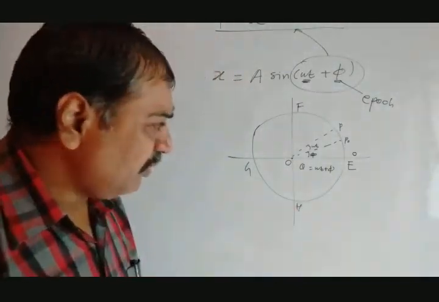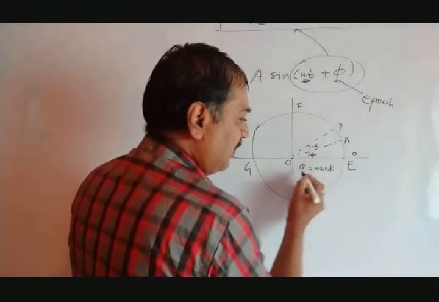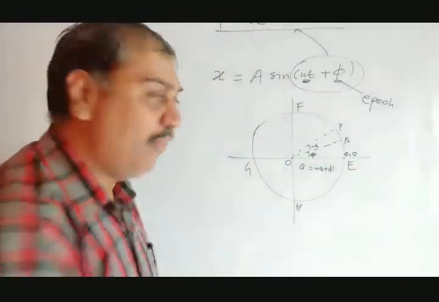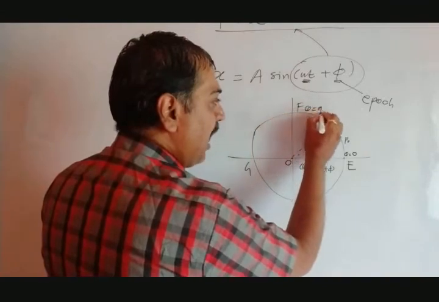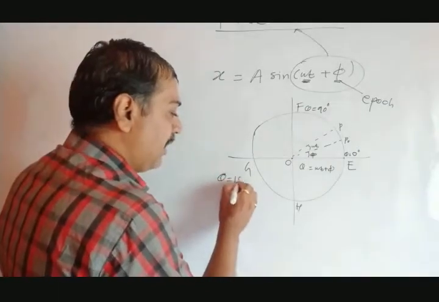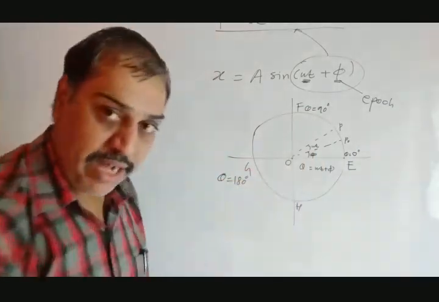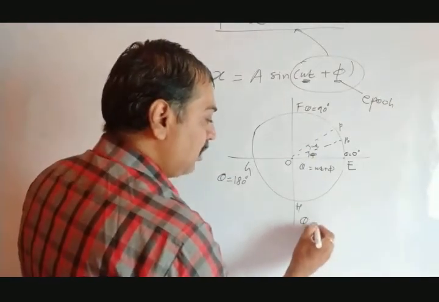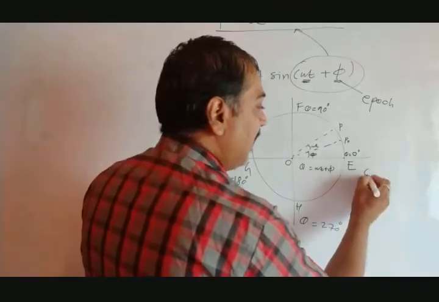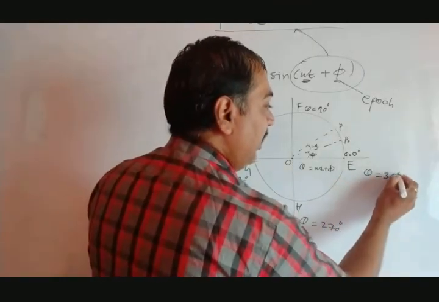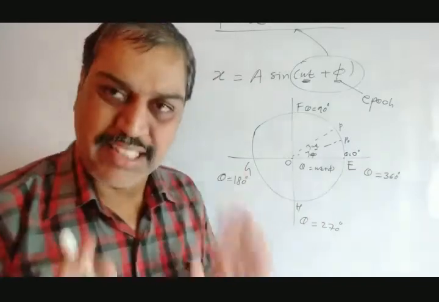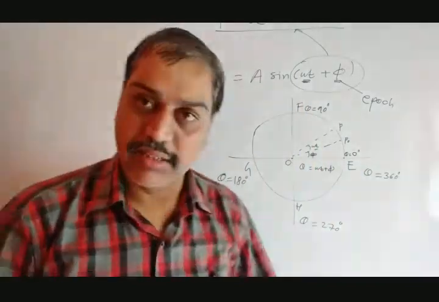Now remember, in this case, suppose we assume this theta is 0 at point E. At point F, what is theta? Theta is 90 degrees. At G, theta is 180 degrees. At the point H, what is theta? Theta is 270 degrees. Again at point E, theta comes to be 360 degrees. I hope you know these things. The whole angle can be divided into 4 basic parts: 90, 180, 270, 360.